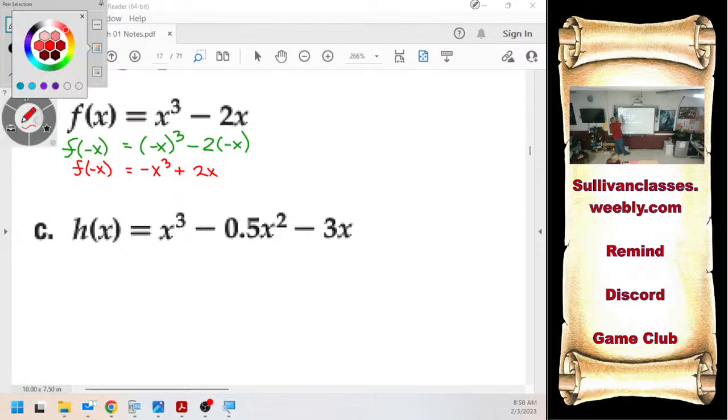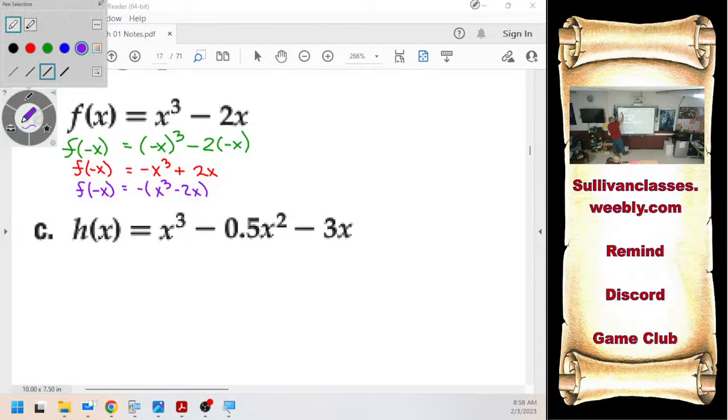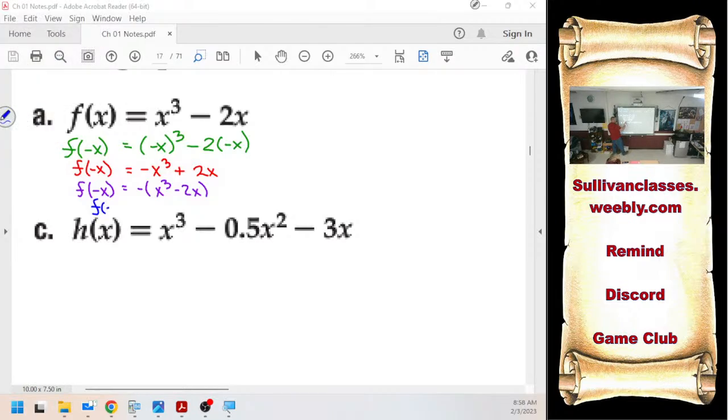So if I factor out a negative, this is the negation of this, right? Negated the entire thing. So I can say f of negative x resulted in negative f of x. I go up to the top, odd or even.